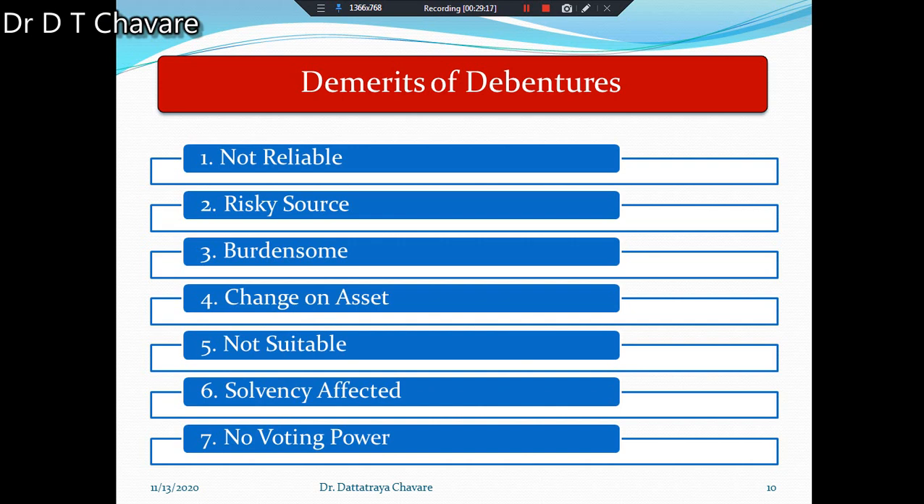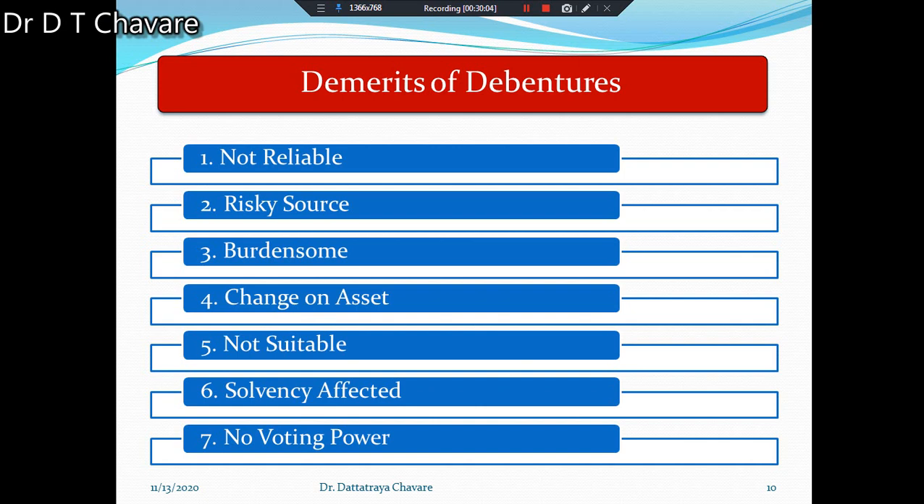Then the third demerit is burdensome. Debentures impose a great burden on the finance of the company, since interest must be paid whether there is a profit or not. That's why that is burdensome, and that is also a demerit of the debenture. Another demerit is charge on asset. A typographical mistake is there; instead of charge, change is typed. Debentures are secured against the assets of the company. This affects the credit of the company in the capital market.